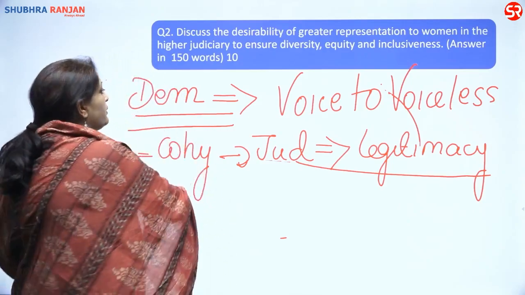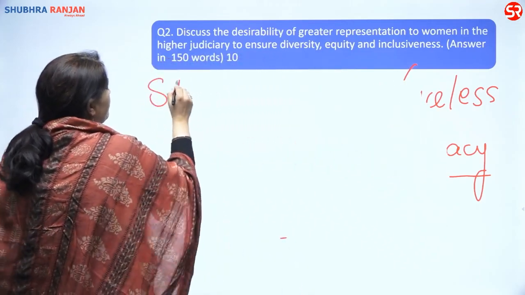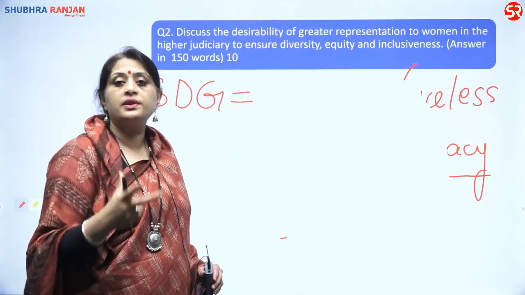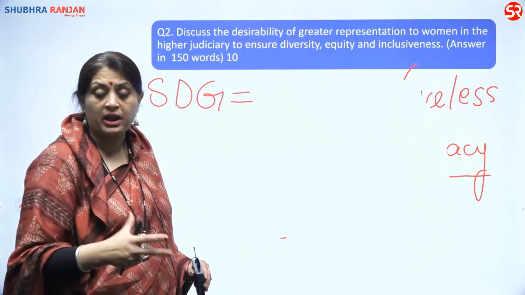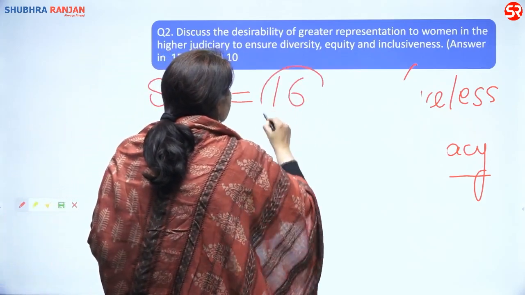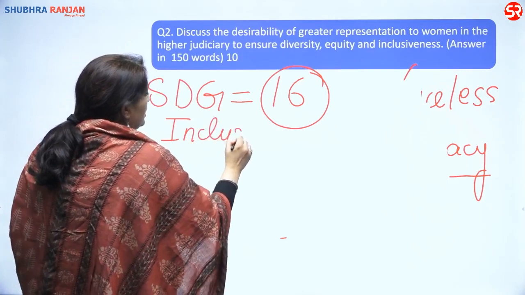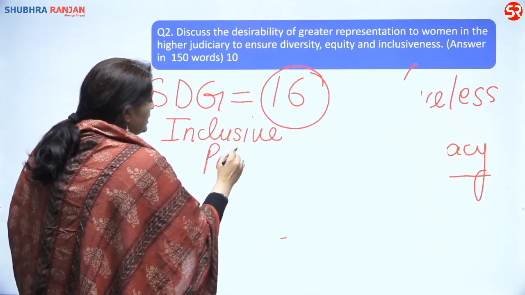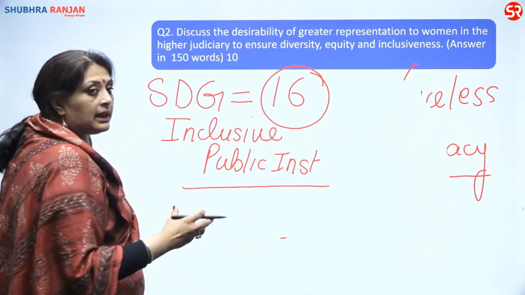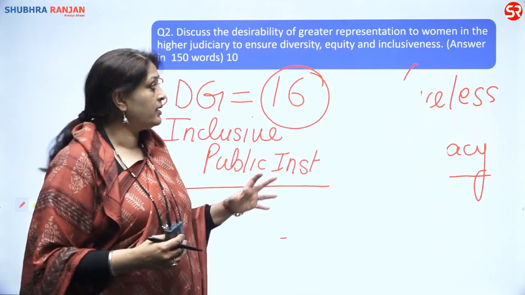And if you have information, then if I mention the sustainable development goals, fine, related to poverty alleviation, related to sustainable development, protection of environment, protection of vulnerable section, sustainable development goal number 16 also talks about inclusiveness as a necessity for public institutions, because only then can they develop the sense of citizens' respect and legitimacy.